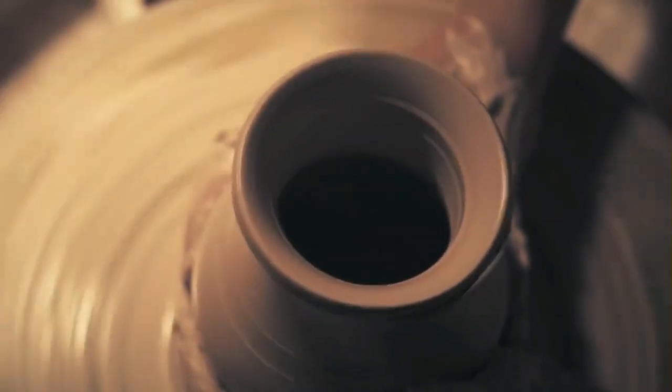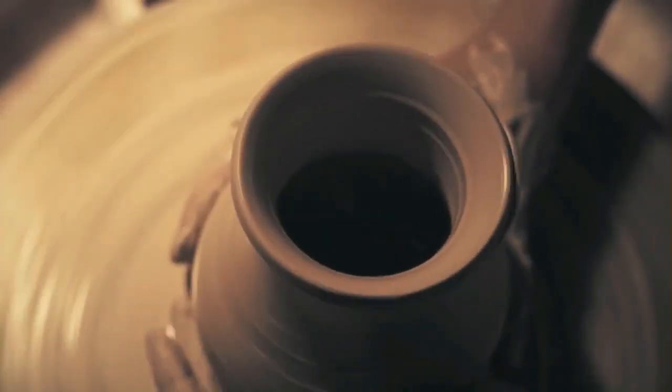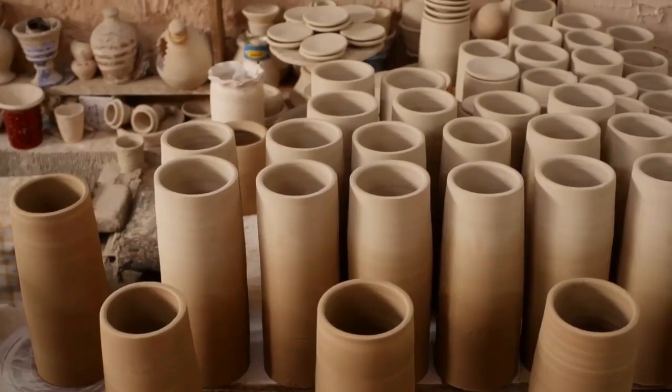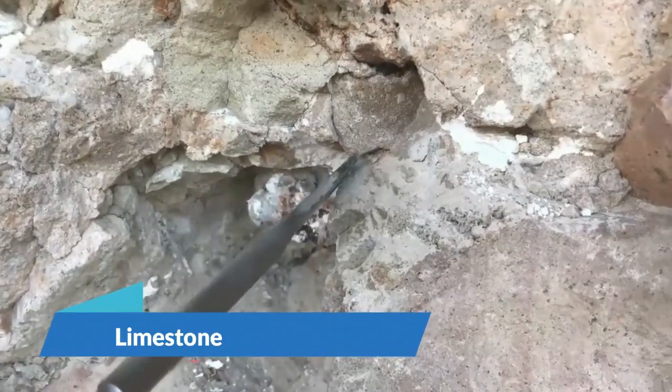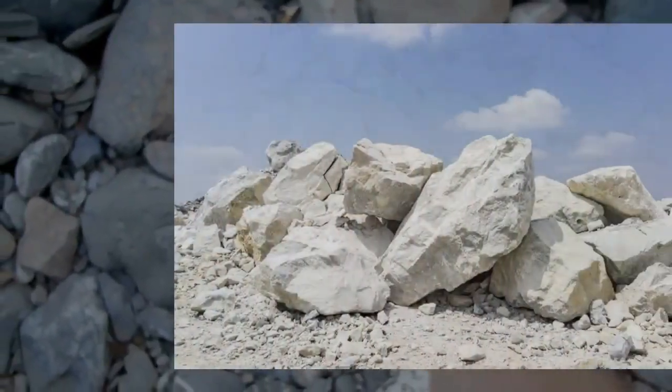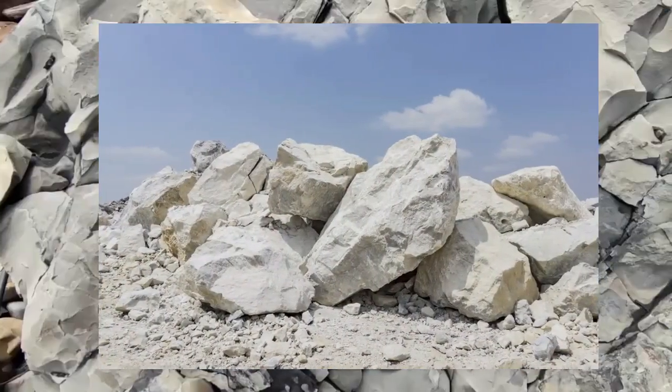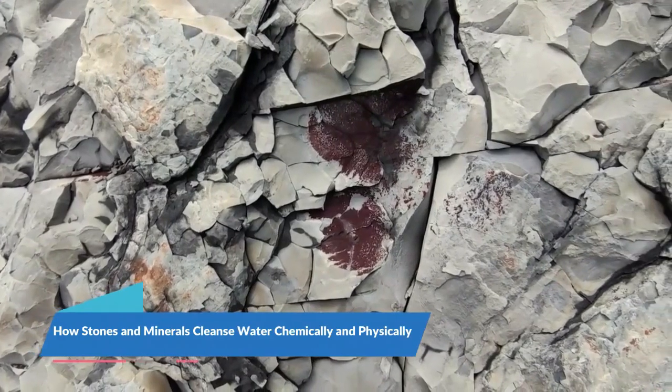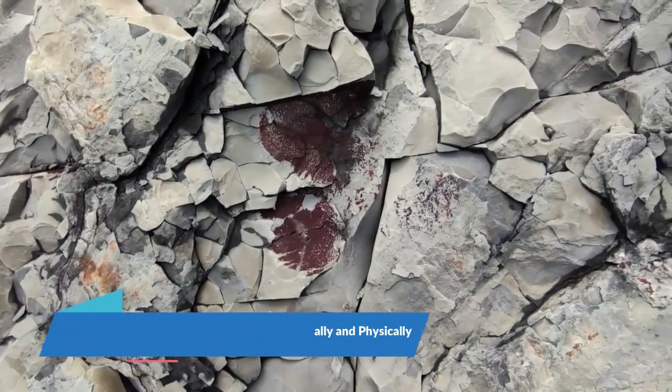Certain types of clay, especially those with a high bentonite content, can be used to remove toxins. Their fine particulate nature allows them to bind with heavy metals and pesticides, pulling them out of the water. Number 5, limestone. Often used to neutralize acidic water, limestone can also contribute to the precipitation and sedimentation of certain other contaminants.